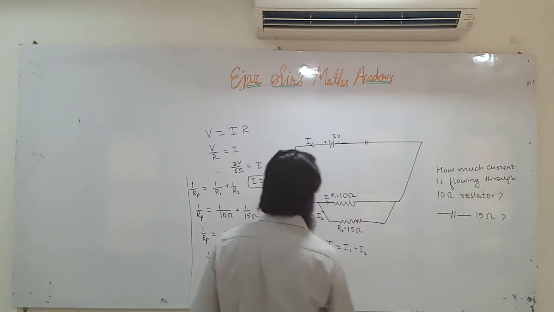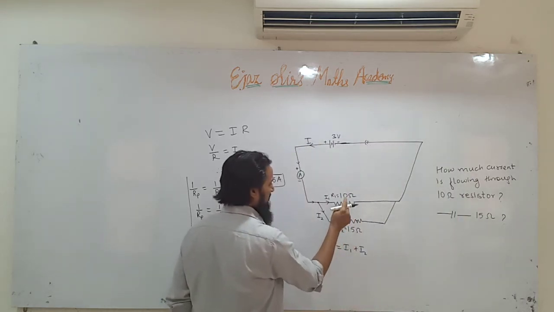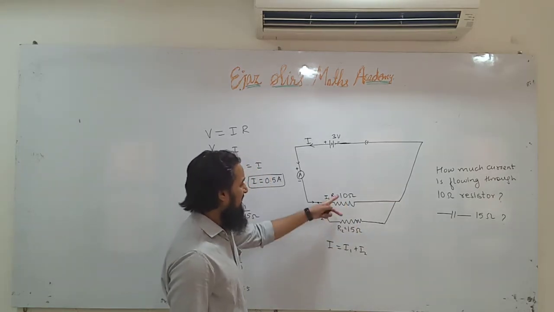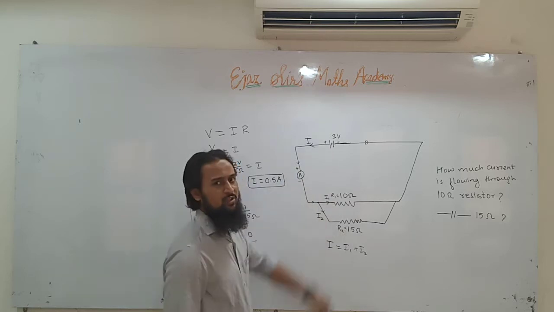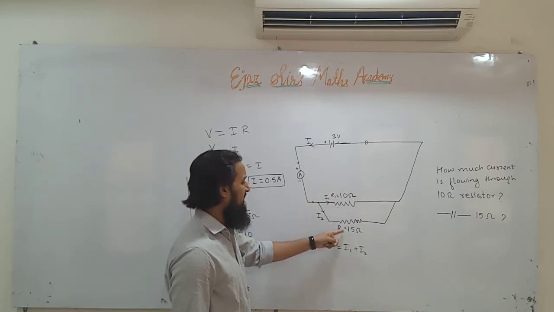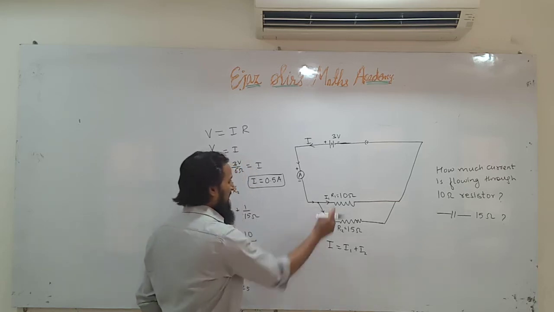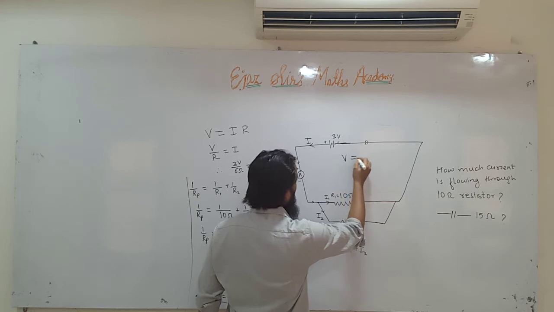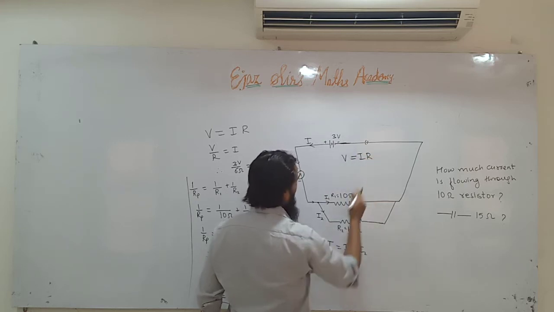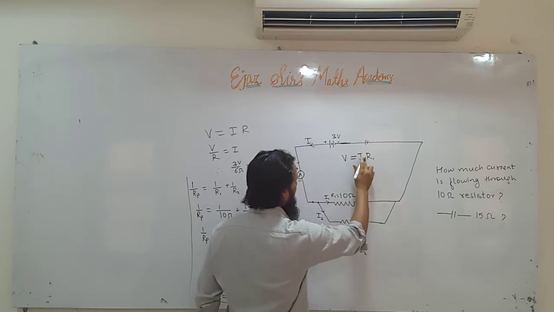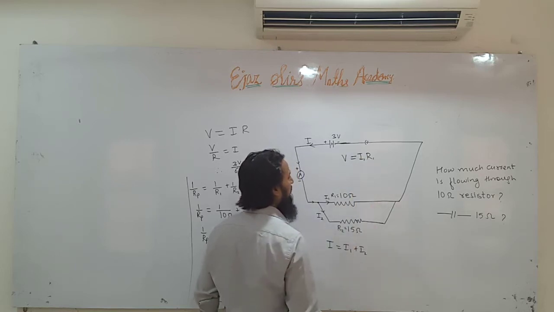In parallel combination, the voltage across the 10 ohm resistance will be the voltage across the 15 ohm resistance, and it will be equal to the voltage of the battery, because in parallel combination the voltage will be 3 volt here and 3 volt here. So we will apply Ohm's law. Ohm's law says V is equal to I into R, but here it is R1 and the current is I1.